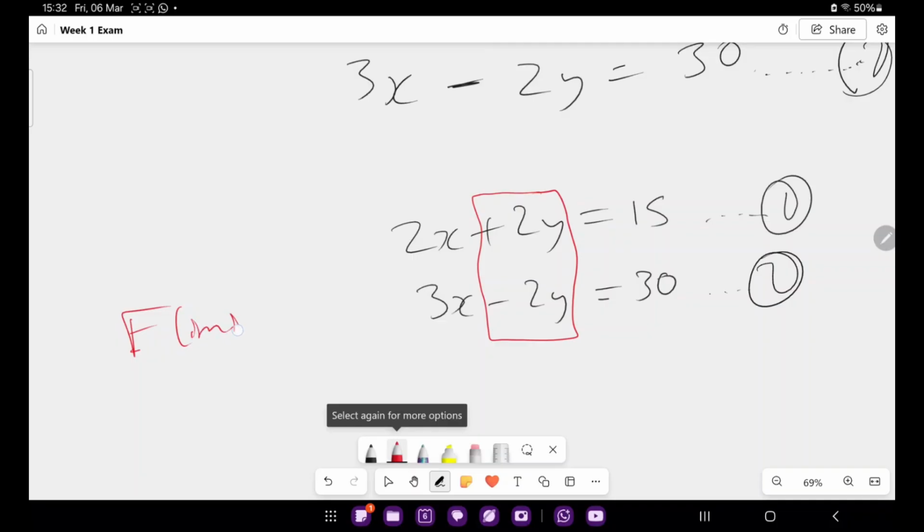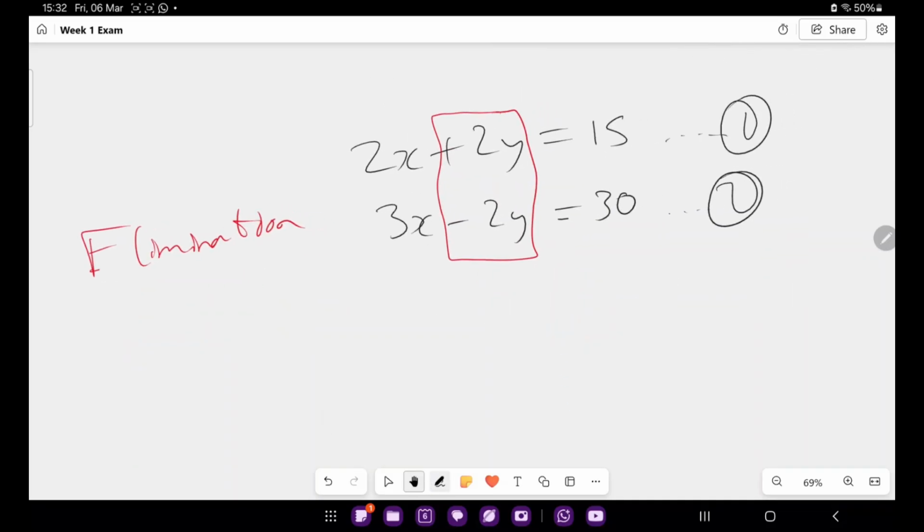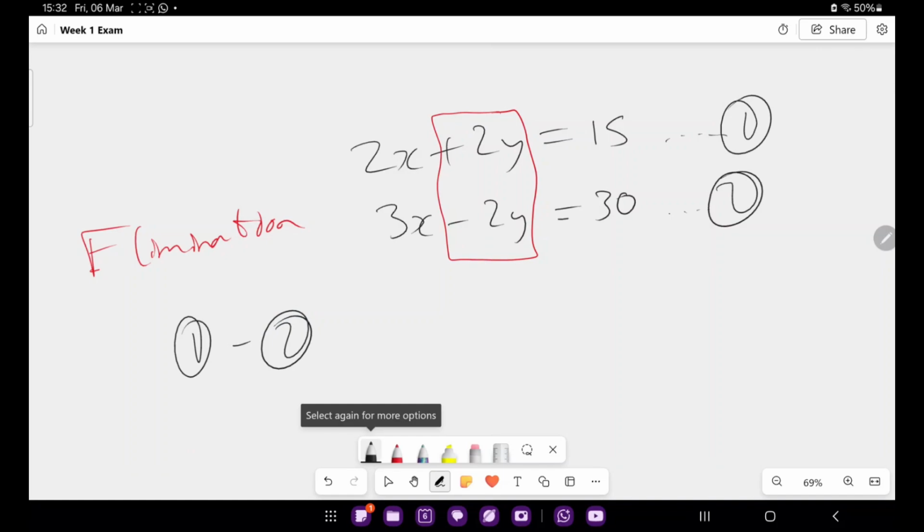So we use the method of elimination to eliminate y, and then we will remain with x. Okay, so how does that look? I'm going to write here equation 1 minus equation 2, not equation 1 minus equation 2, actually equation 1 plus equation 2. Sorry for that.